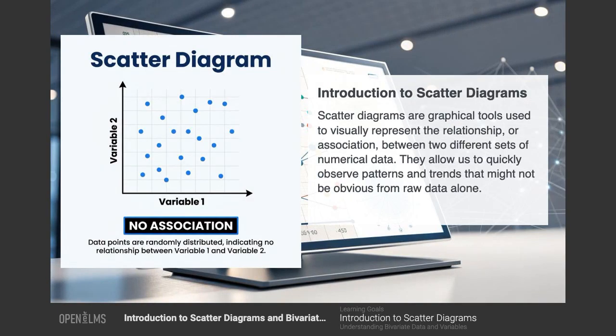Introduction to Scatter Diagrams. Scatter diagrams are graphical tools used to visually represent the relationship or association between two different sets of numerical data. They allow us to quickly observe patterns and trends that might not be obvious from raw data alone.